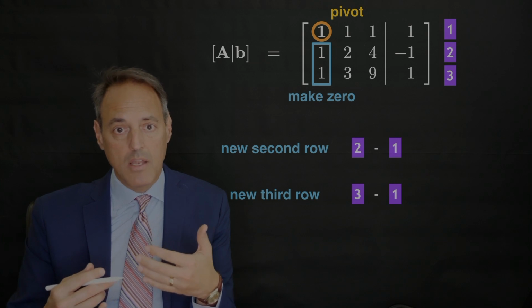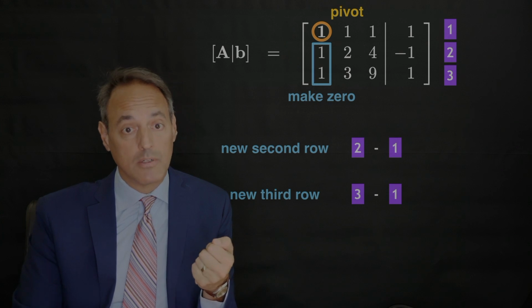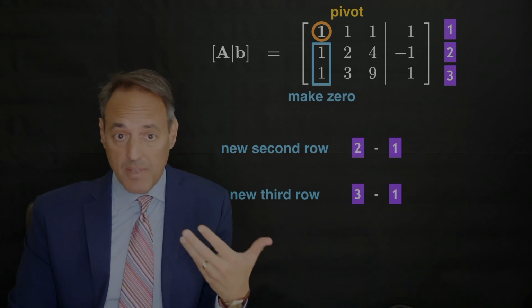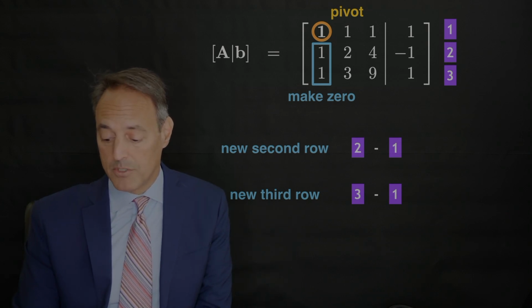Okay? It's not necessarily a big deal. It just means that I should swap some rows here. So just keep that in mind as we go through this process. Here, the pivot is 1, so I don't have to swap any rows. So what I do is this operation.